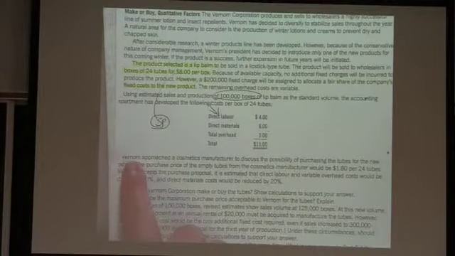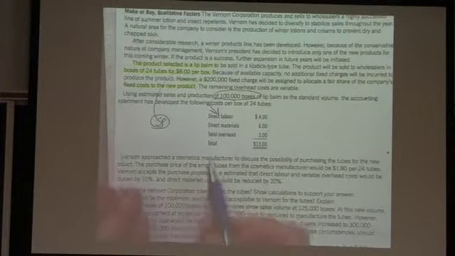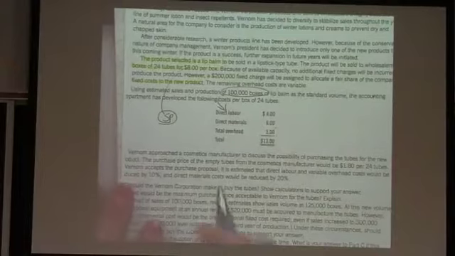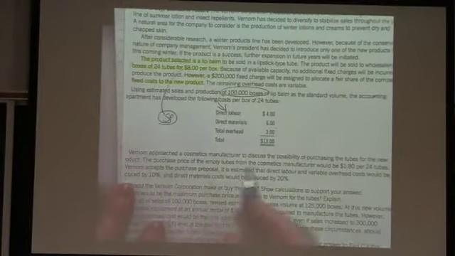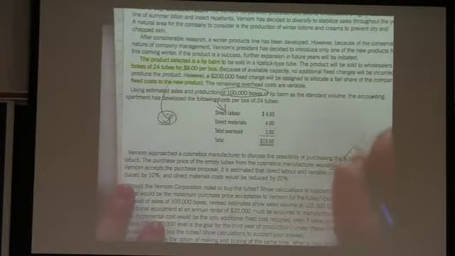Now, Vernum approached a cosmetic manufacturing company to discuss the possibility of purchasing the tubes for the new product. So this is the actual container. The purchase price of the empty tubes is $1.80 per 24 tubes. This is the buy.